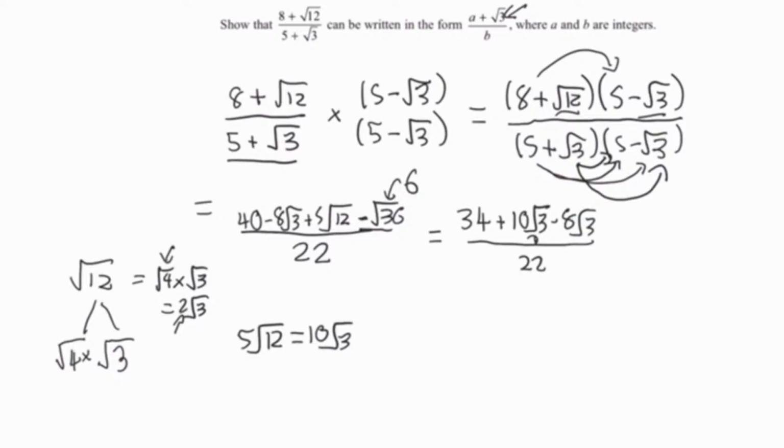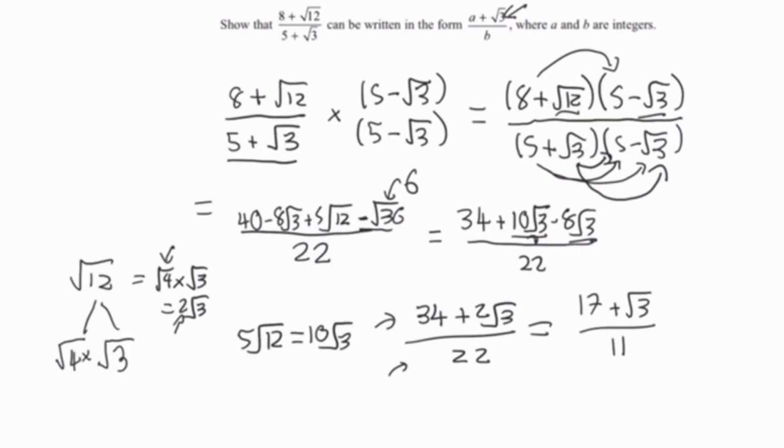We have 10 root 3 minus 8 root 3, so that's just 2 root 3. So we have 34 plus 2 root 3 over 22. And now what can you do? Well, all you need to do in the final step is just notice that the bottom numbers and the top numbers can be divided by 2. So we get 17 plus root 3 over 11. And that's our final answer. And it's given like the exam board says here. And this would probably be around 4-5 marks, these sort of questions, but it's very important.